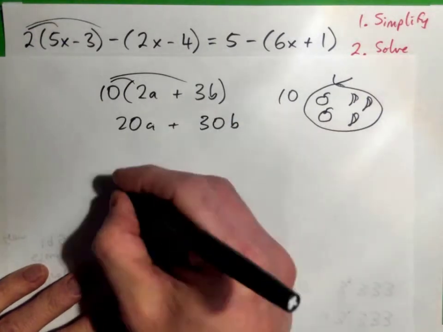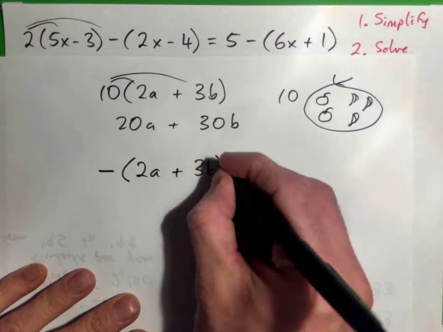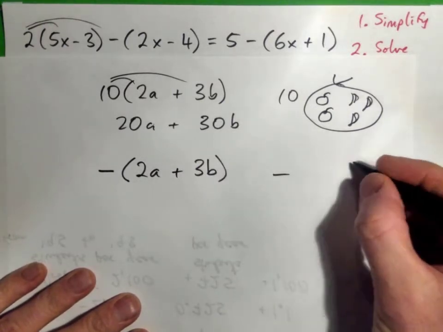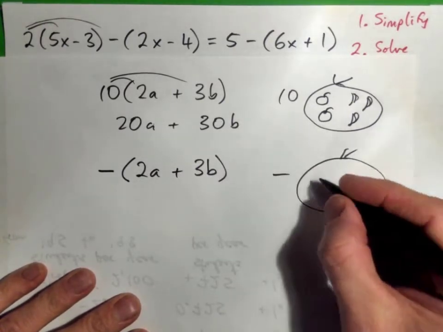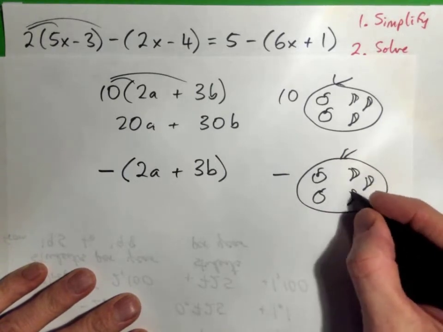But the question is, what happens if you just have a subtract outside there, 2a plus 3b? What does that mean? Like if you were to say, subtract that bag of a couple of apples and 3 bananas, what would that be?